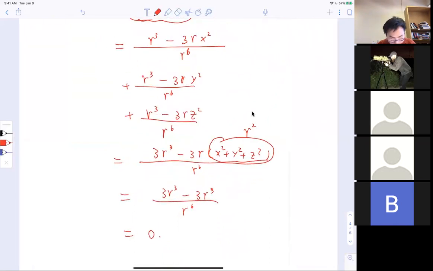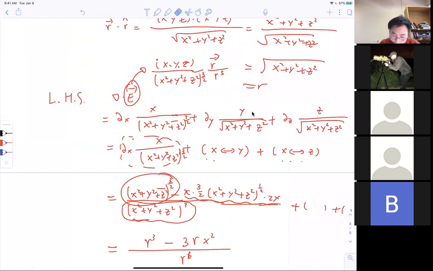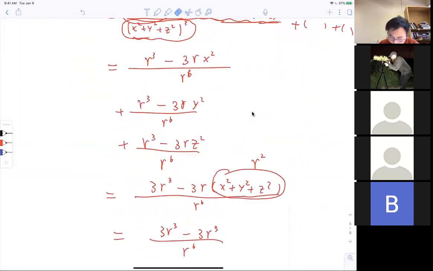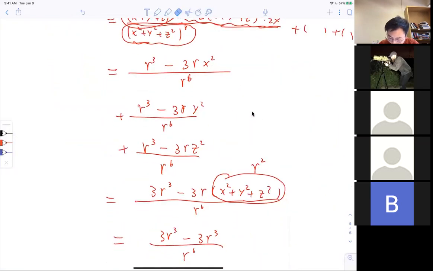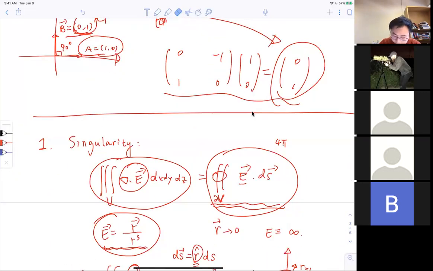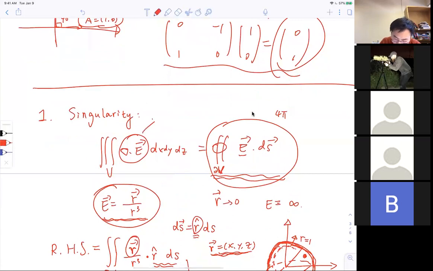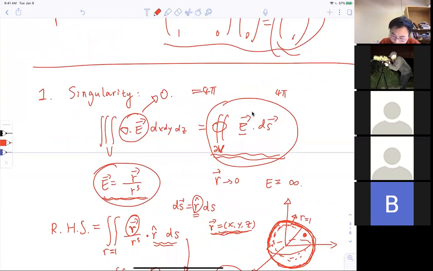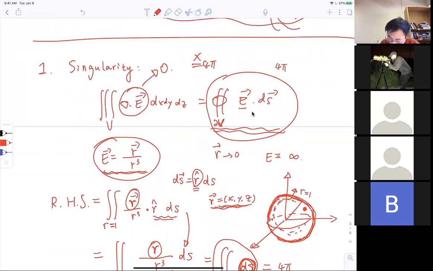You can do it by yourself, or, if you do this calculation in spherical coordinates, it's much easier, but here I just do it for you in Cartesian coordinates. The point is that for del E, through our naive calculation, we get 0. It seems 0 equals 4 pi. We know that 4 pi is not 0, so it's not true. Why this happens is because, like I said, there is a singularity at the origin.